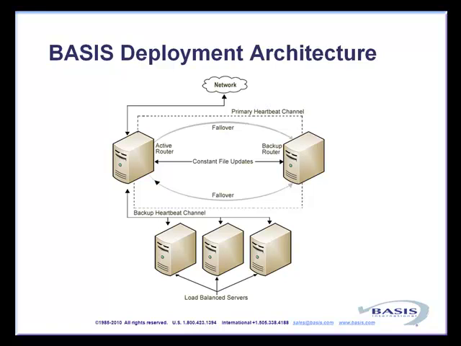So let's have a look at the deployment infrastructure here at BASIS. We take advantage of the capabilities of the modern operating systems. We're utilizing a version of Linux, whereby we utilize the live backup database structure. We have an active router, and constant file updates are taking place between it and a backup router. And once a week we'll do a manual failover to ensure that the backup router is fully configured and ready to take over should there be a failure of the primary router.